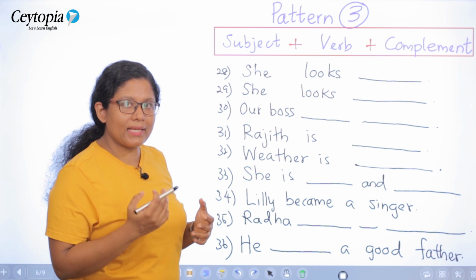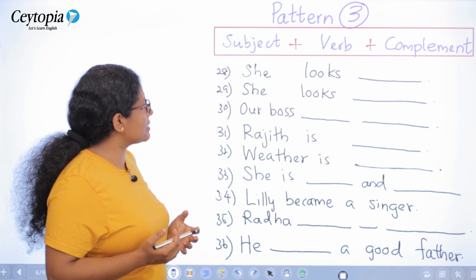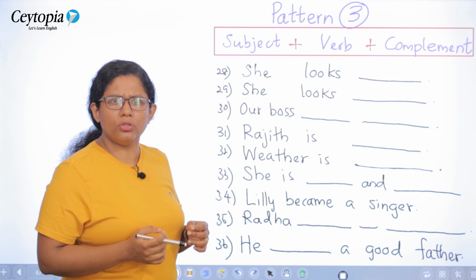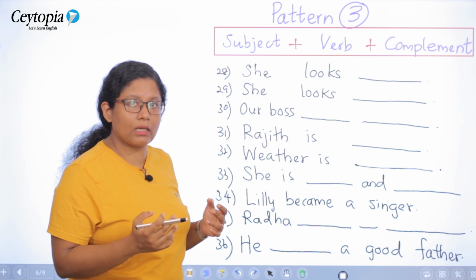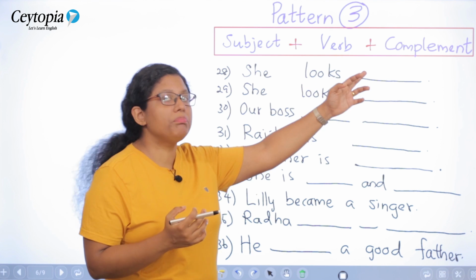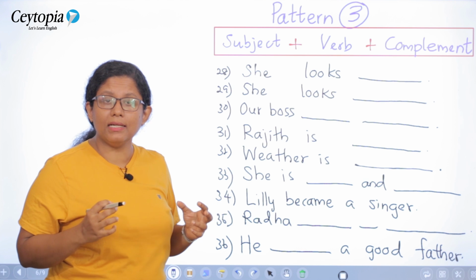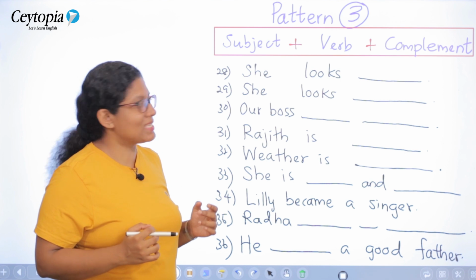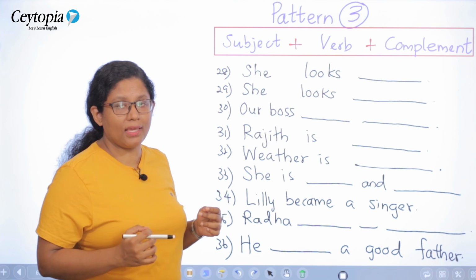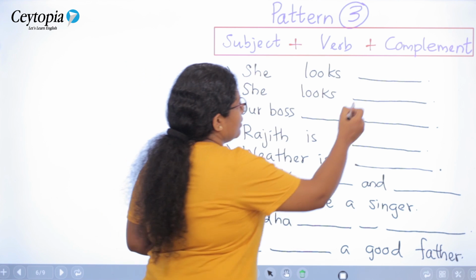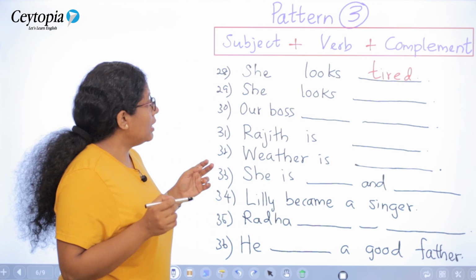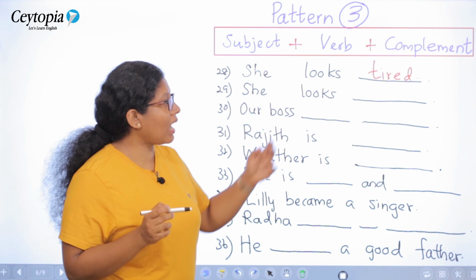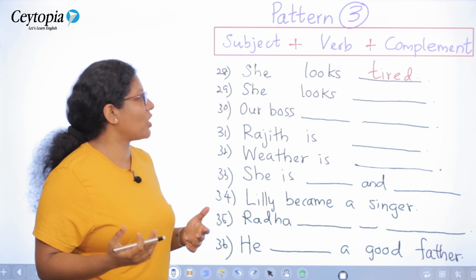Let's take a look at an example and try to understand this. She looks. Do you get a complete meaning there? No, something is missing. What is it? That is the complement, which completes the idea of your sentence. She looks, let's say, tired. Right? You have a complement here. She looks tired.